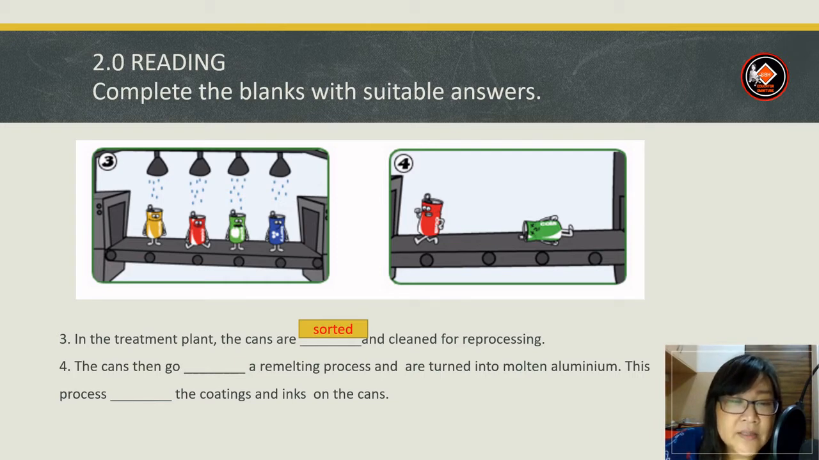Number 4, the cans then go blank a remelting process and are turned into molten aluminium. So the answer is, go through a remelting process. Next, this process blank the coatings and inks on the cans. So the answer is, removes.